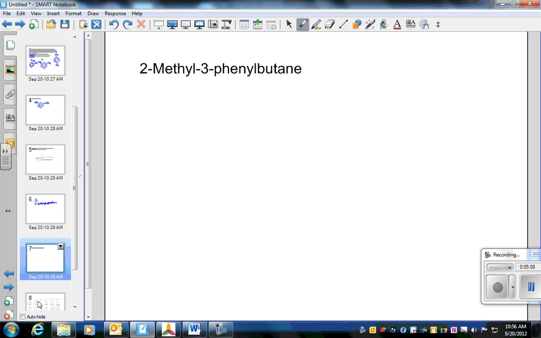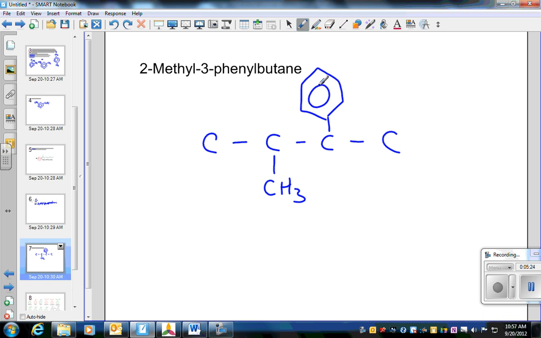Here, second example, we've got 2-methyl-3-phenylbutane, so parent chain is butane. On carbon 2, we see a methyl group. On carbon 3, we see the phenyl branch or that benzene ring. And we can fill in the rest with the hydrogens as it's a butane. It's an alkane, meaning a saturated compound.